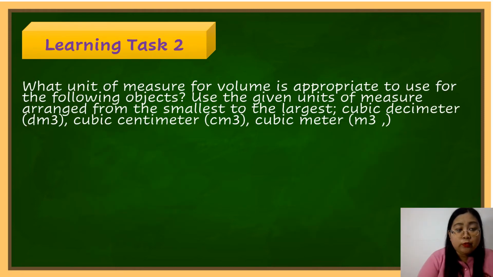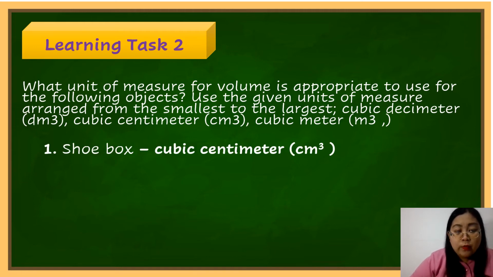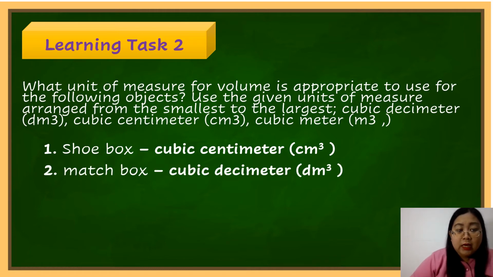Task number 2. What unit of measure for volume is appropriate to use for the following objects? Use the given units of measure arranged from the smallest to the largest. The smallest is cubic decimeter, and then cubic centimeter, and the largest is cubic meter. Number 1, shoebox. Shoebox is cubic centimeter. Number 2, matchbox. Matchbox is cubic decimeter.